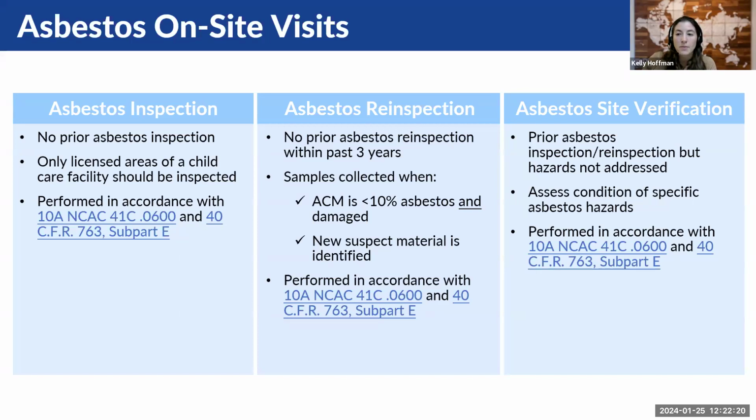We also anticipate a limited number of asbestos site verifications, which will occur when a facility's prior inspection or reinspection meets the rule requirements, but damaged asbestos-containing materials were identified and have not been addressed. In these cases, you would go on site to verify the condition of those specific hazards. And of course, all asbestos on-site visits will need to be performed in accordance with state and federal regulations.